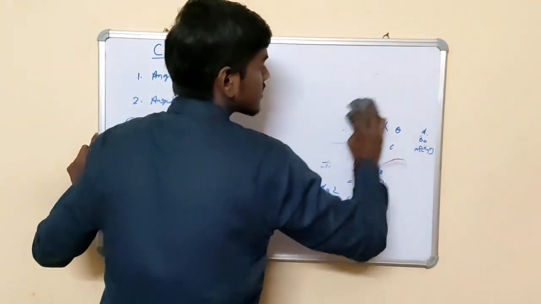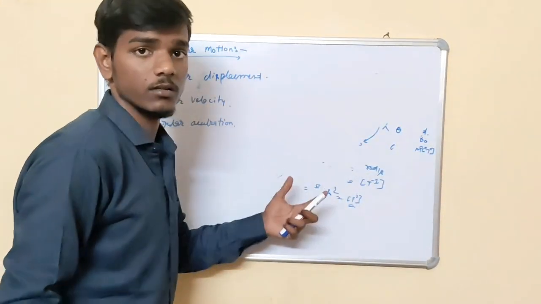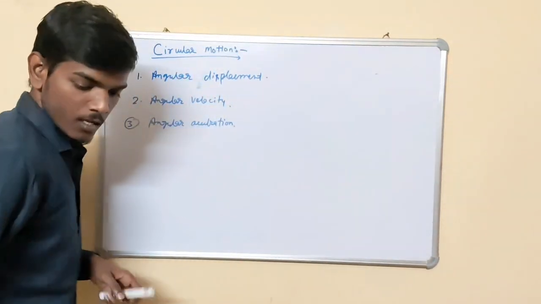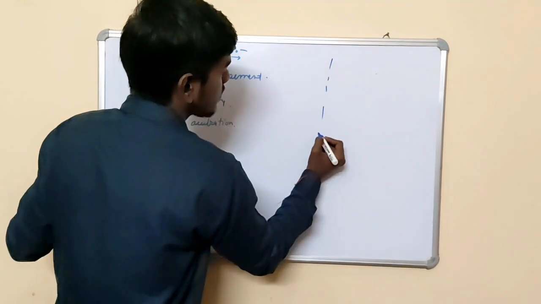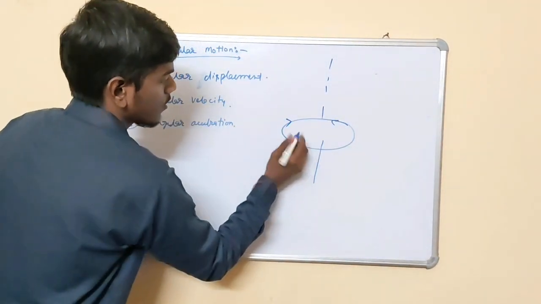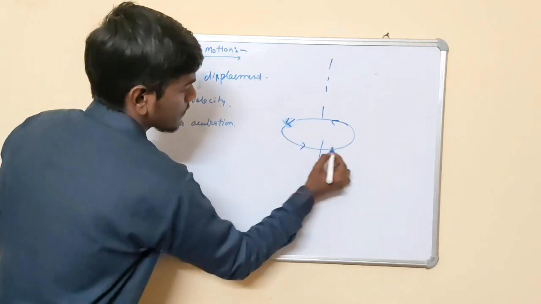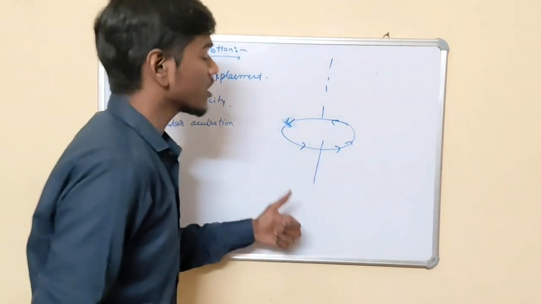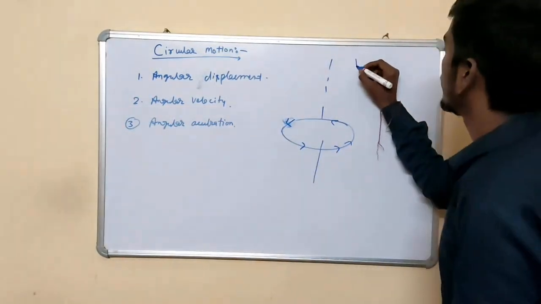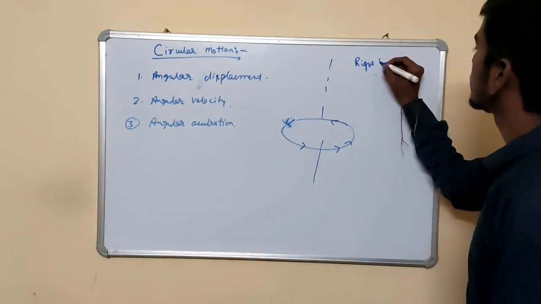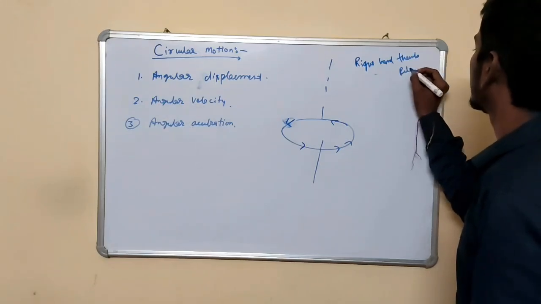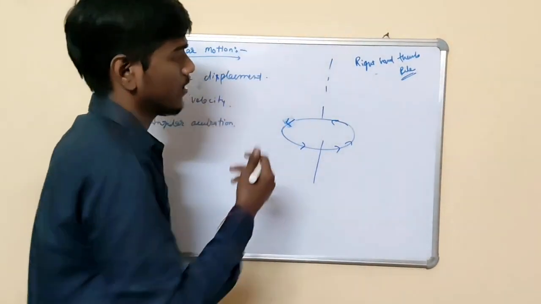In this point we will discuss how to find the direction of angular displacement, angular velocity, and angular acceleration. Let's suppose we have some arbitrary motion. This is circular motion, and the particle is rotating like this. If you want to find the direction of angular displacement, we will use the right hand thumb rule. You may use different types of rules, but I am referring here to the right hand thumb rule.